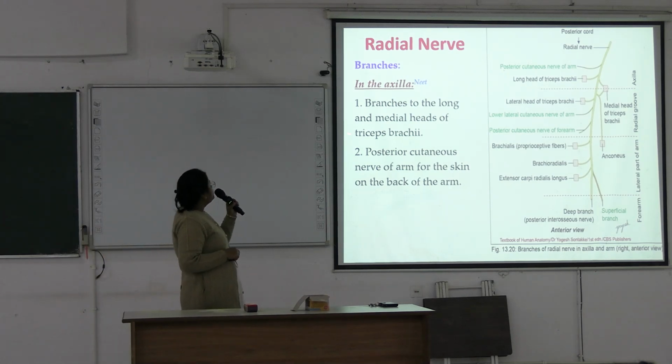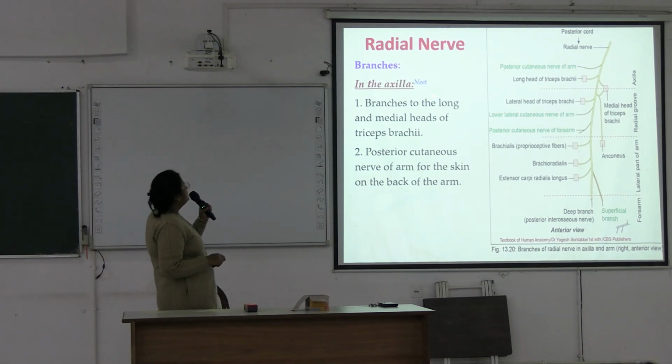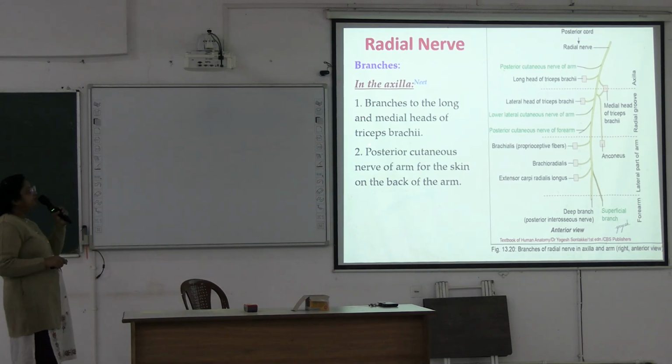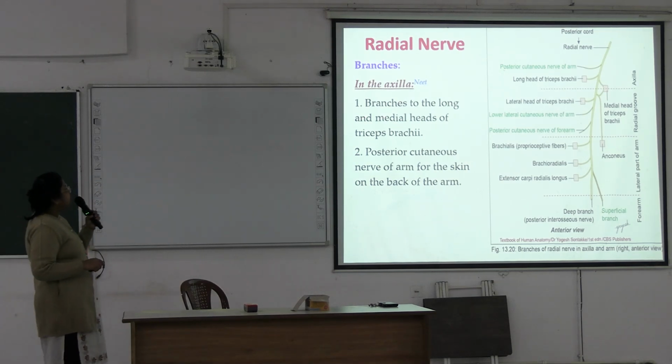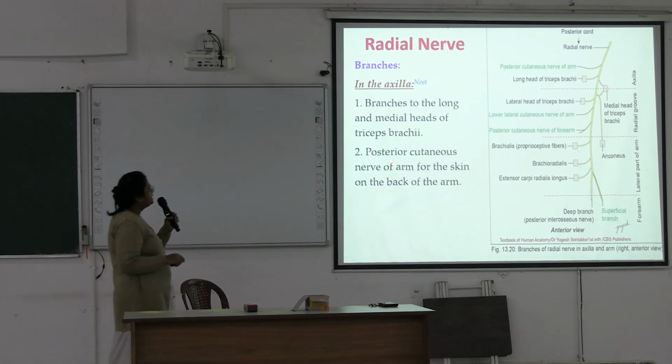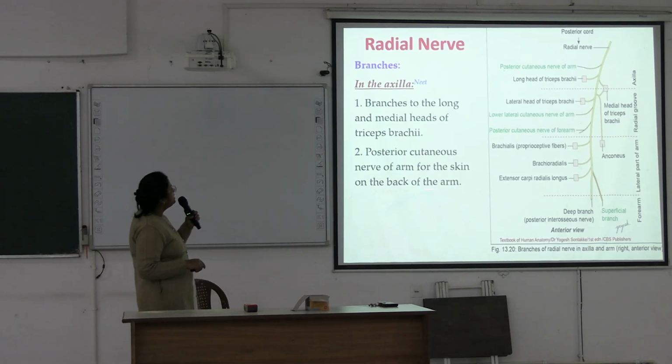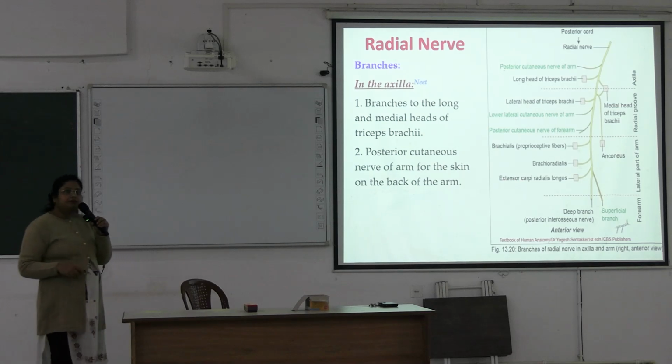Okay. So in the axilla, it gives branches to the long and medial head of triceps brachii, and it gives a cutaneous branch, that is the posterior cutaneous nerve of the arm, for the skin on the back of the arm. Okay.